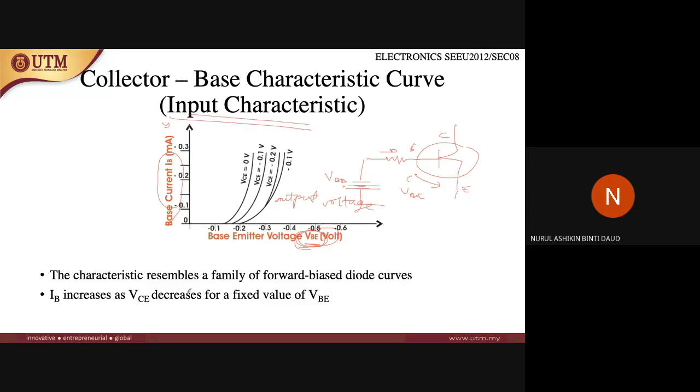The characteristic resembles a family of forward bias diode curves. So IB increases as VCE decreases. You can see that when IB is increasing, the voltage at the collector and emitter is decreasing for a fixed value of VBE.